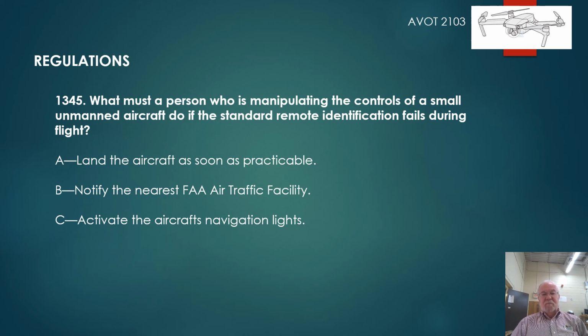Activate the aircraft's navigation lights, I suppose, but what is that? Do we need navigation lights during the daytime? All we need is anti-collision lights at night and during twilight. So, wow, seems like 1A would be the answer to me, just logically going through there. Yep, land the aircraft as soon as possible. So this is not that difficult a question. Still, it's one of those new ones related to the standard remote identification.